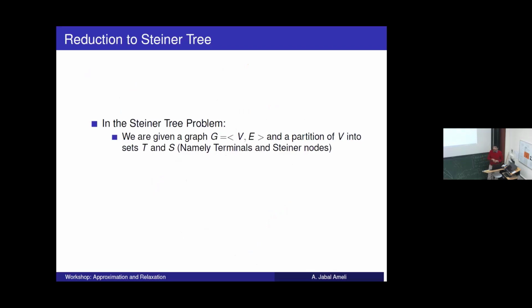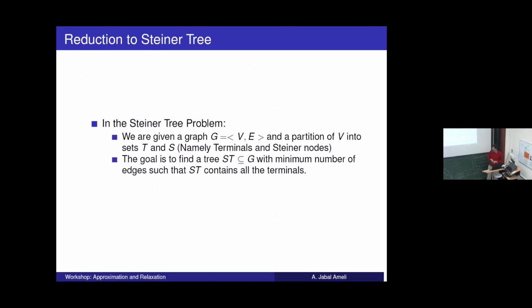And what we do is that we use this reduction from the connectivity augmentation problem to Steiner Tree. In the Steiner Tree problem, as an input, we are given a graph G and a partition of its vertices into 2 sets, namely terminals and Steiner nodes. And the goal is to find a minimum subtree in terms of the number of edges that spans all the terminals.